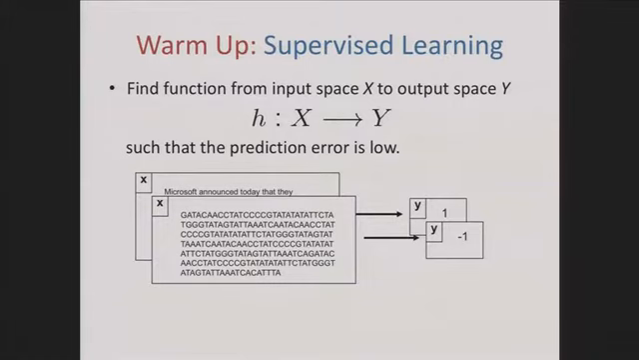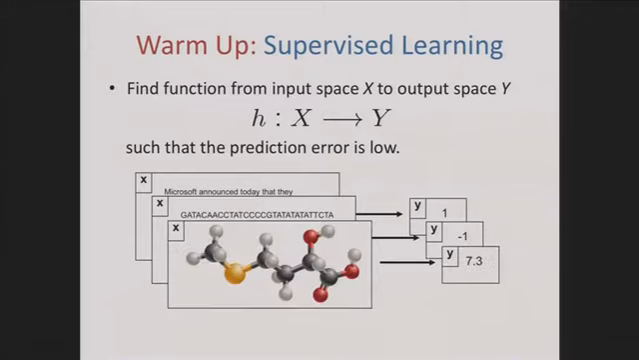Given some DNA sequence, can we predict whether that encodes some function, yes or no? Given some molecular compound, can we predict some real value property of it, such as thermal stability? One thing that I want you to take away from all these examples is that the output space, Y, is typically very simple in these more conventional settings, such as a binary classification or single variable regression, right?